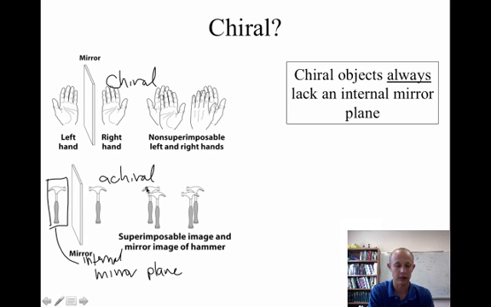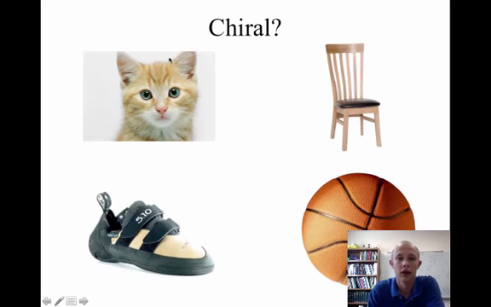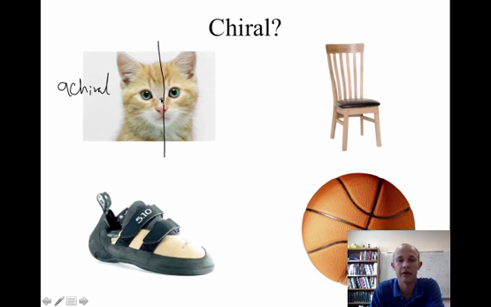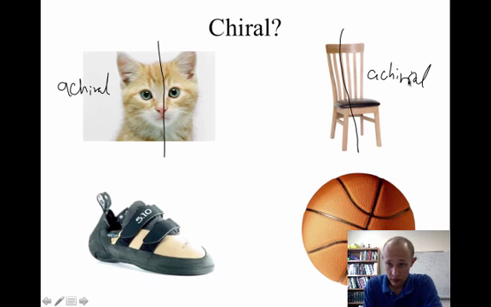Let's look at some more examples. When I say internal mirror plane, what I mean is that we could bisect this kitty cat's face in half. So this is achiral, meaning that it possesses an internal mirror plane. Similarly, this chair, I did not draw it very well, but this is also achiral because it possesses an internal mirror plane. This basketball has an internal mirror plane like that, so it's also achiral.